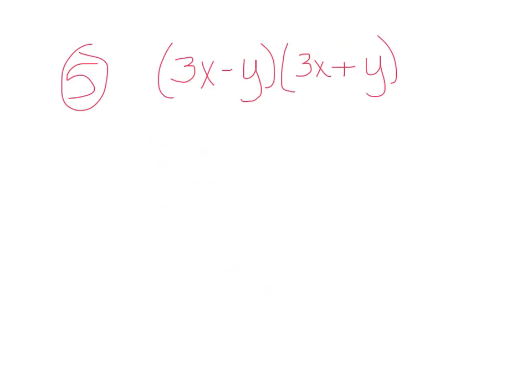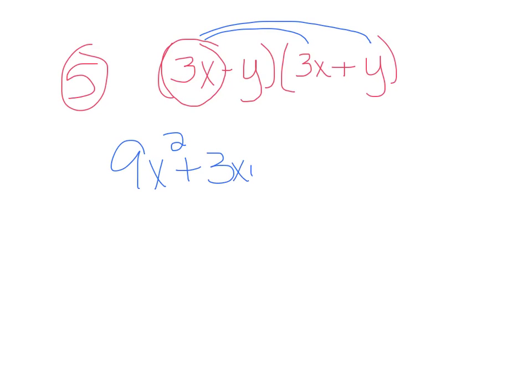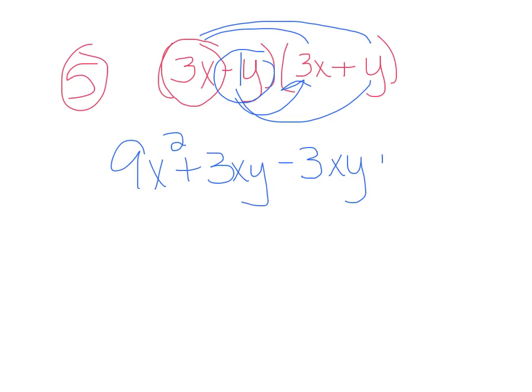Two variables again, so we're going to take this 3x times that 3x, and we get 9x squared. Then we're taking that 3x times y, which is 3xy. Now we're going to take this negative y times 3x. Remember, that's always a negative 1. So that's negative 3, and then we have y times x, so we're going to put an xy. And then negative 1y times y squared gives us negative 1y squared.